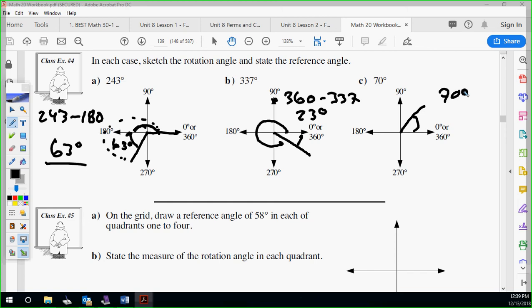Yeah, you put the same thing. Yeah, 70, 70. Well, no, you would label it reference angle 70, rotation 70. We're not changing the location, right? So you're labeling what the reference angle is. In quadrant 1, the reference angle equals the rotation angle.